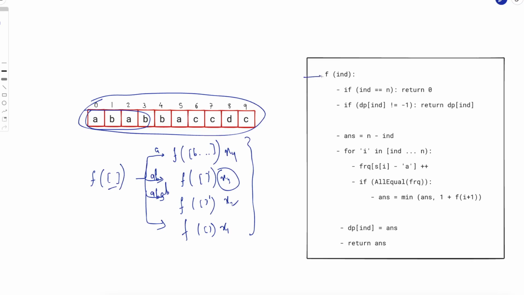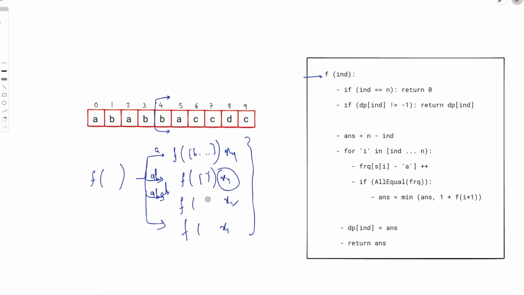There will be a function which will take in an index. Now why index? Why not this entire array? Just think about it. What we are doing, we are simply saying that I will remove the first partition and then I will say what is the minimum number of partitions I can partition the rest of the string into. So the remaining string will always be a suffix of the original string, right? So why do you need to carry this entire array with you?